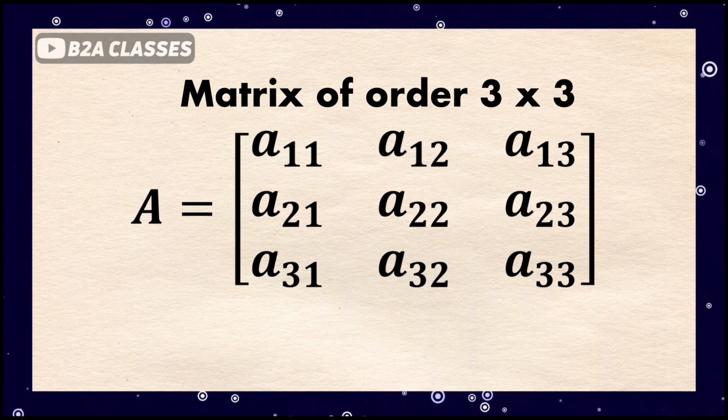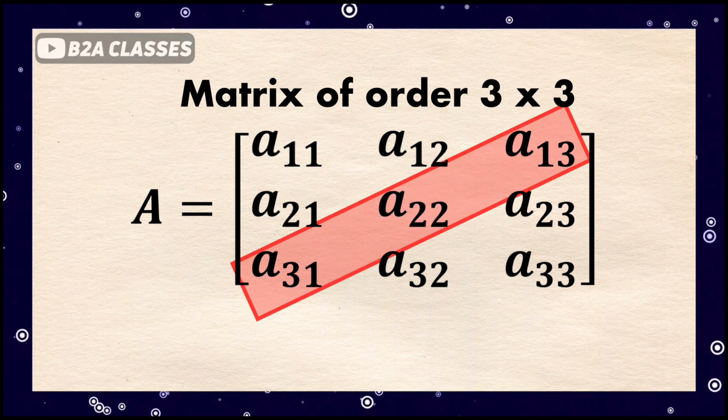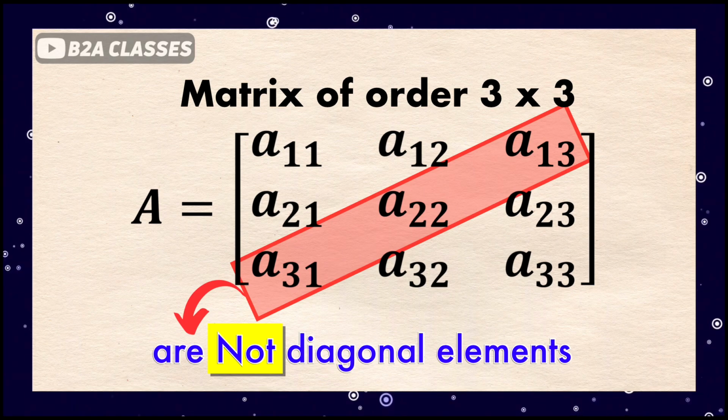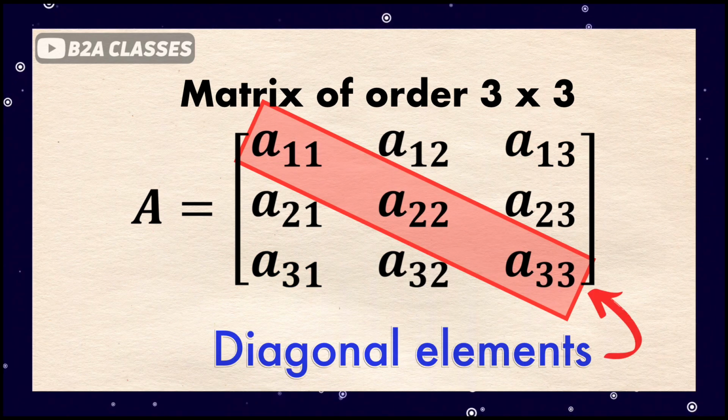You may have a confusion for which you may consider these other elements as diagonal elements. So let me clarify that a square matrix has only one set of diagonal elements. In our case, this set of elements are the diagonal elements.